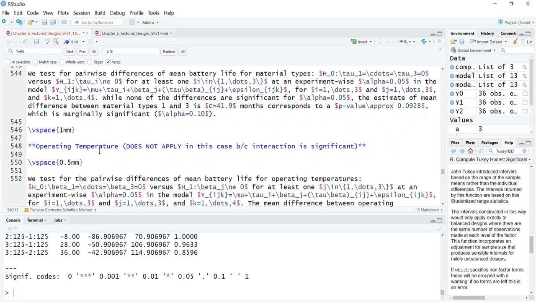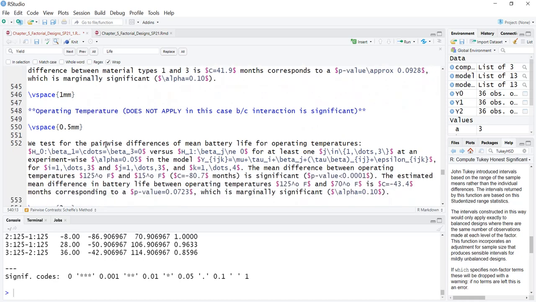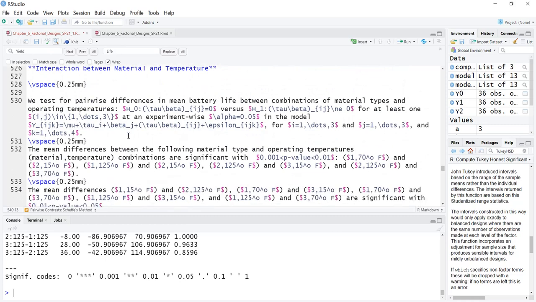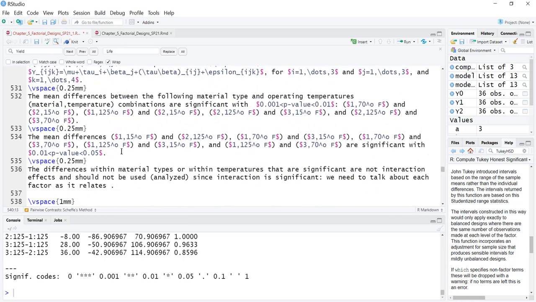The same thing with operating temperature. You only do this if 1, operating temperature is significant according to the ANOVA, and 2, interaction is not significant. Okay? So in our case, interaction is significant, and so that's the only thing we should write up. Okay.